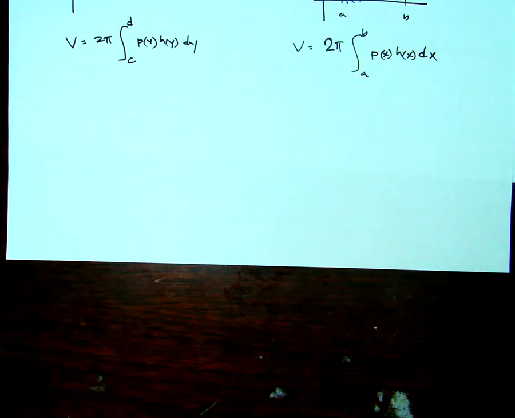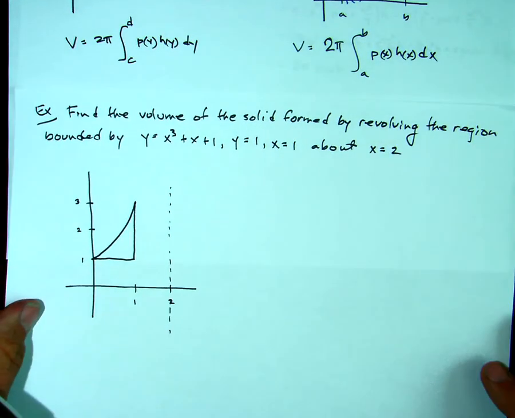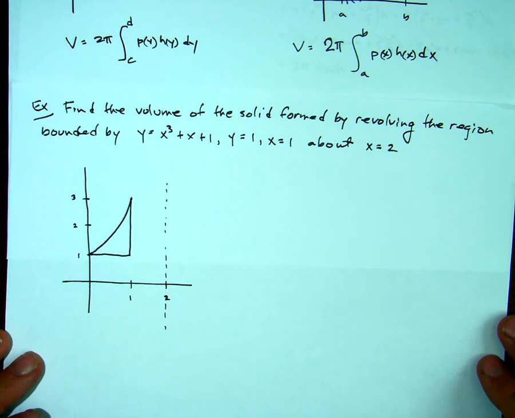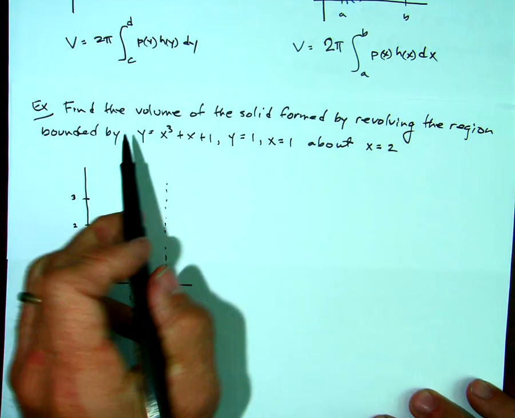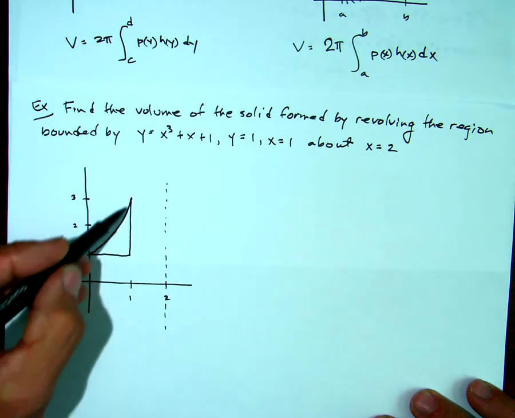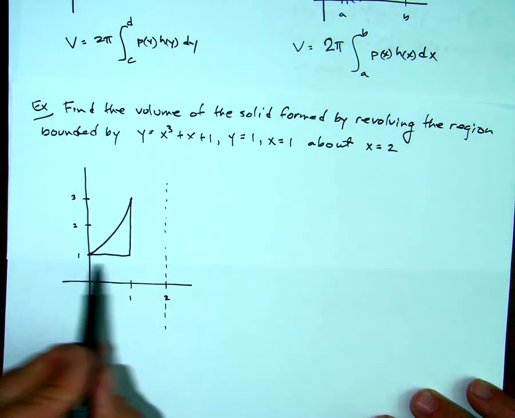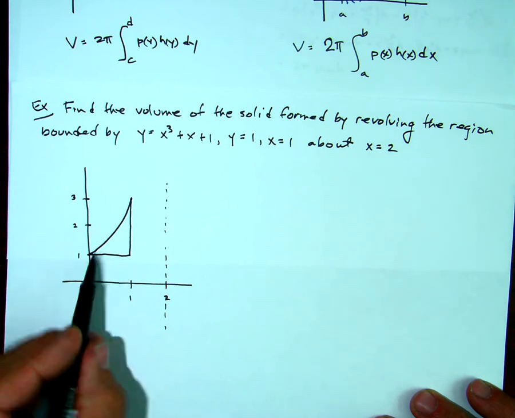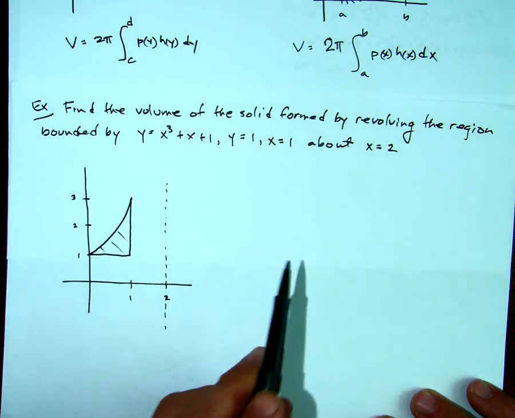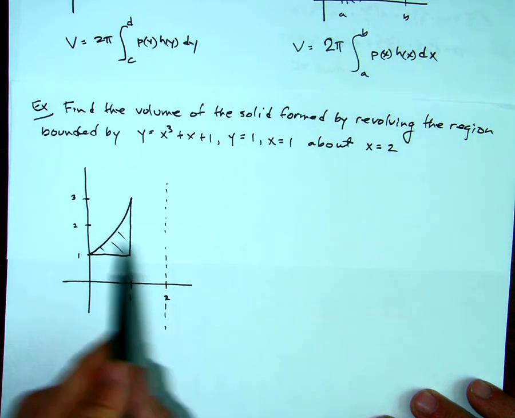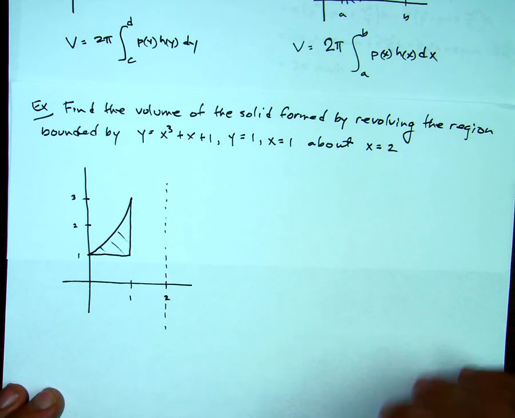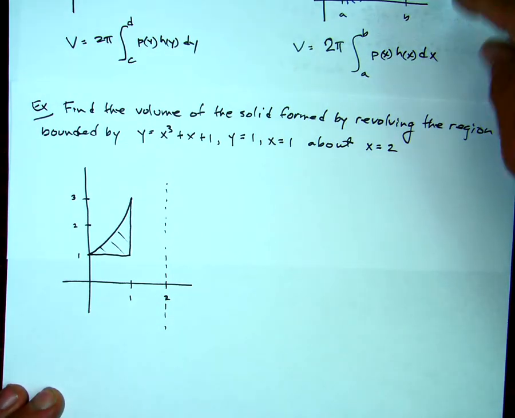All right, for the final example, I'm going to just do one where we're not revolving around the y or the x-axis. How do we determine h and p in that particular case? So here we're going to find the volume of the solid formed by revolving the region bounded by y equals x cubed plus x plus 1, y equals 1, and x equals 1. So we're looking at that region, and we're going to revolve it around x equals 2. So this is going to be a vertical axis of revolution, parallel to the y-axis.